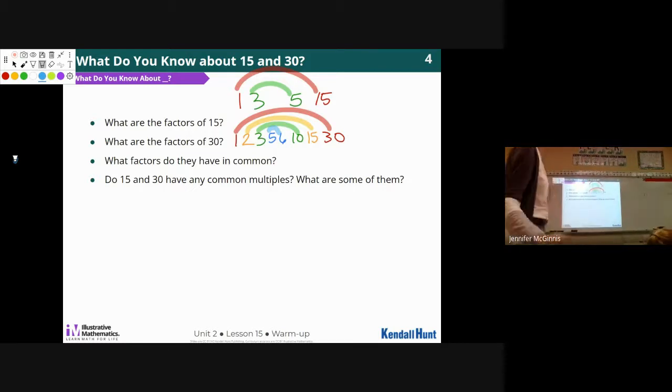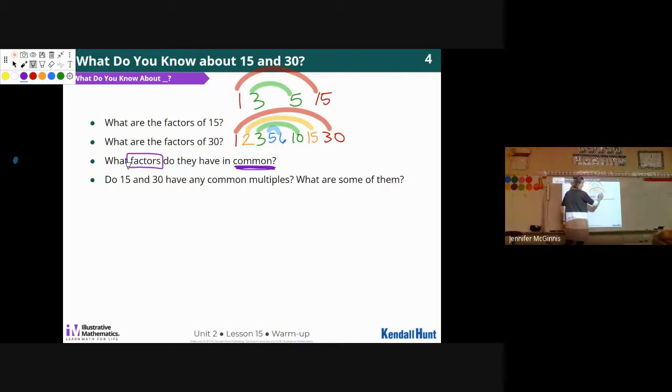What'd your table come up with? Table 2, what'd you talk about? That 15 and 30 are both in the 5 multiples. Okay, that's true. Somebody else? Did someone else's table talk about what factors they have in common? What did I say that word common means? Bye, Bobby. What did I say that word common means? The same, matching.